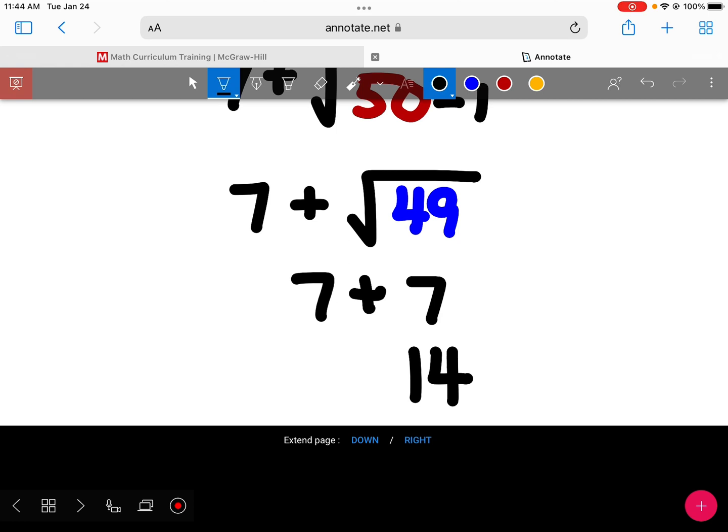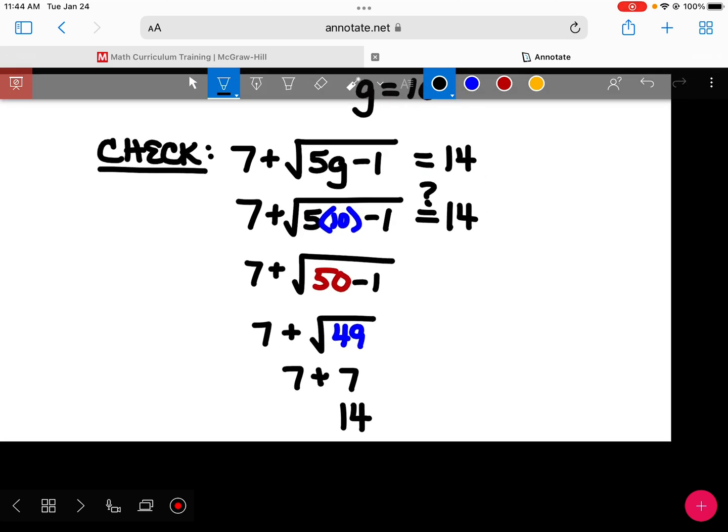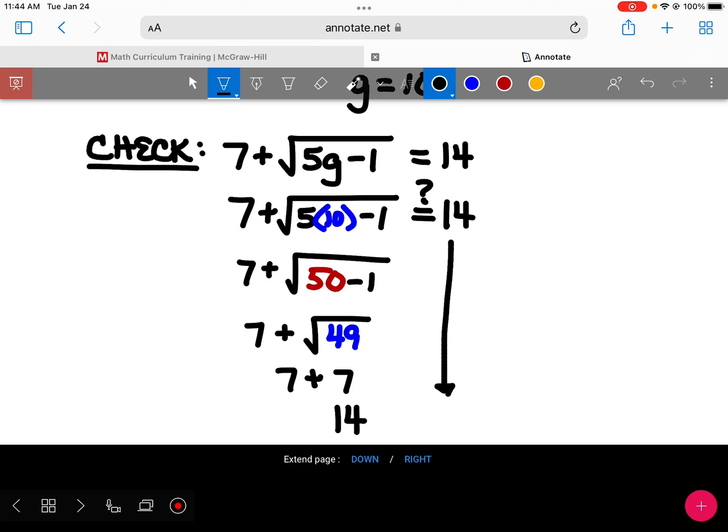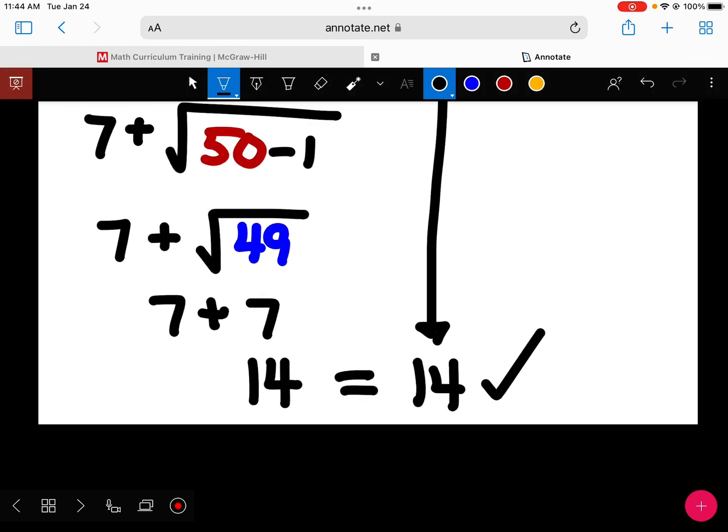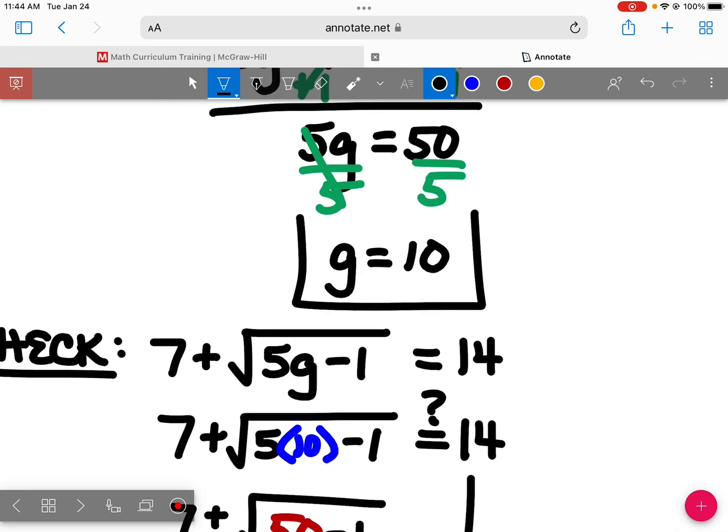So is it valid or is it extraneous? This is valid. The other side, I had 14 the whole time. Those two things are equal, so this is a valid solution.